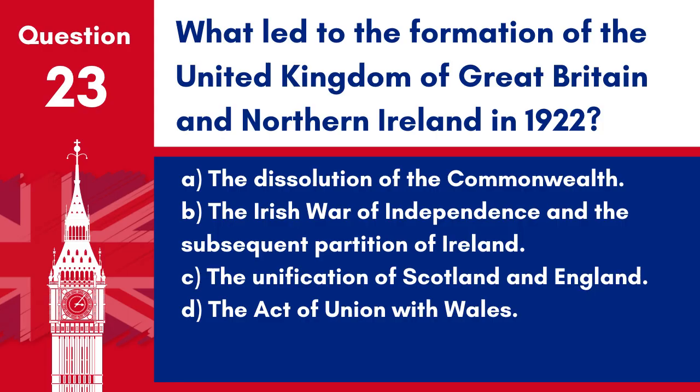Question 23. What led to the formation of the United Kingdom of Great Britain and Northern Ireland in 1922? A. The dissolution of the Commonwealth. B. The Irish War of Independence and the subsequent partition of Ireland. C. The unification of Scotland and England. D. The Act of Union with Wales.